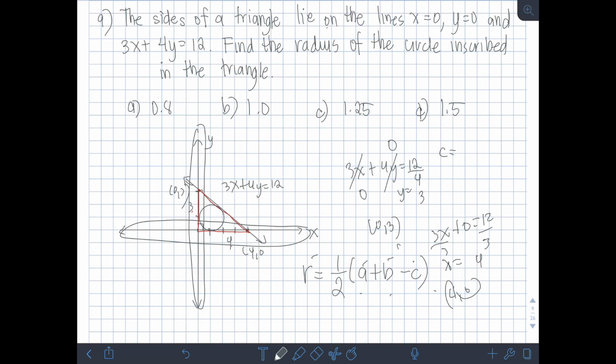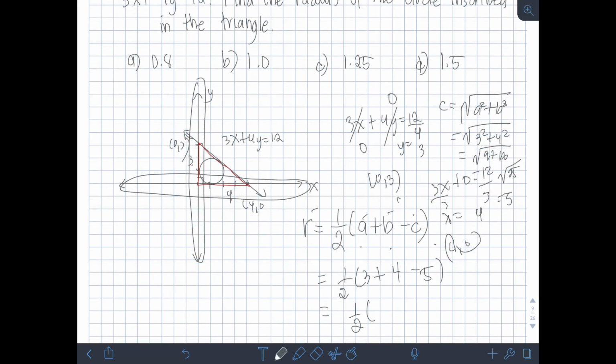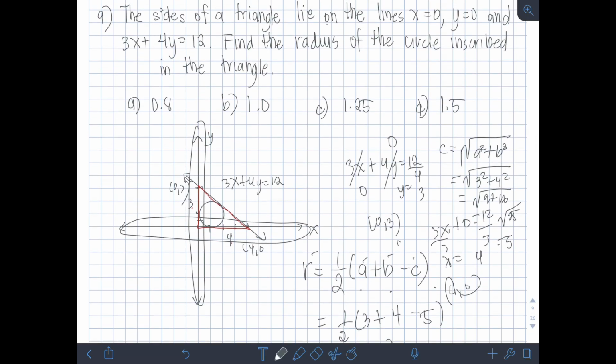We can solve the hypotenuse c using Pythagorean, which is the square root of a squared plus b squared. So, when we solve c, it becomes square root of 3 squared plus 4 squared is equal to square root of 9 plus 16, or square root of 25 is 5. So, therefore, our c is 5. So, let's substitute. So, 1/2 times, let's say a is 3, plus b is 4, minus c, which is 5. We have 1/2 times 3 plus 4 minus 5, 7 minus 5 is 2. Or, 1/2 times 2 is 1. So, therefore, the answer is 1. The radius of our circle is 1. Okay, letter B.